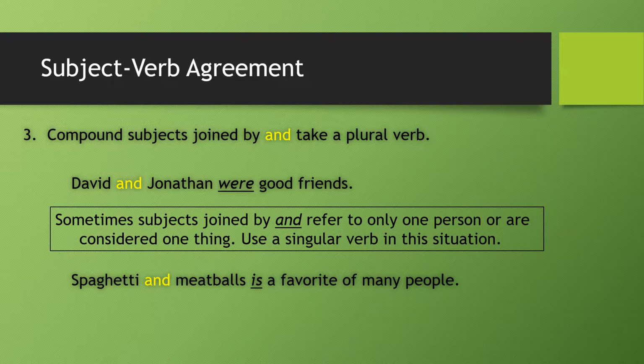Now if we took out spaghetti and just had meatballs, then meatballs are a favorite of many people because it is plural. It's giving the plural noun meatballs. But since this is a singular dish, spaghetti and meatballs is a favorite of many people.